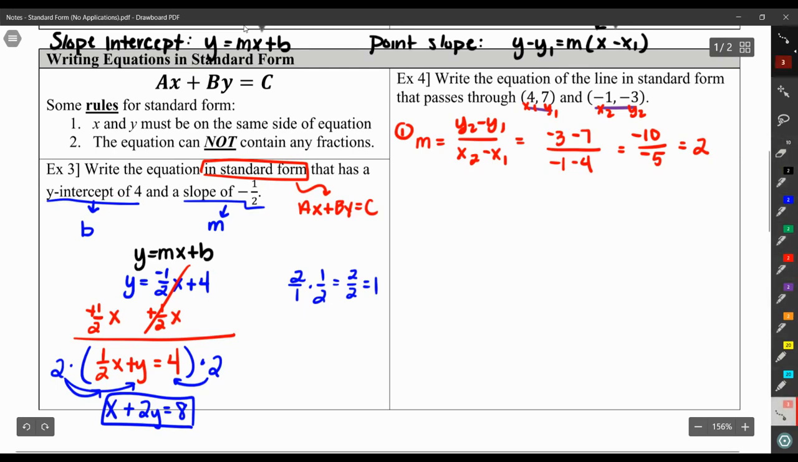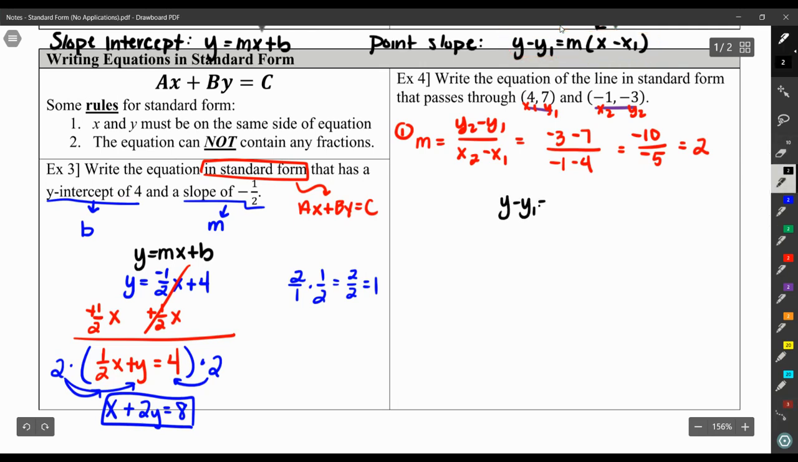Now that I have slope, we need to see, can I start in slope-intercept or do I need to start in point slope? Well, remember, for slope-intercept, you have to have the y-intercept, which is (0, a number), which I don't have. I have (4, 7) and (-1, -3). There is no y-intercept here. So I have to start in point slope form. I'm not going to be able to use slope-intercept.